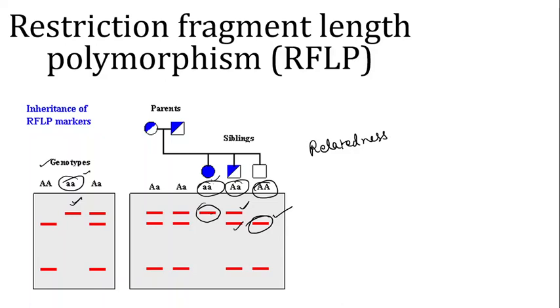So it can also be used in DNA fingerprinting, where if we have a sample of DNA from the crime scene, we can identify among all these suspects which is the actual criminal. So these are some applications of RFLP.